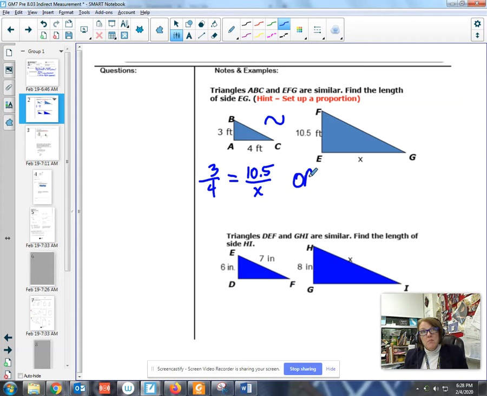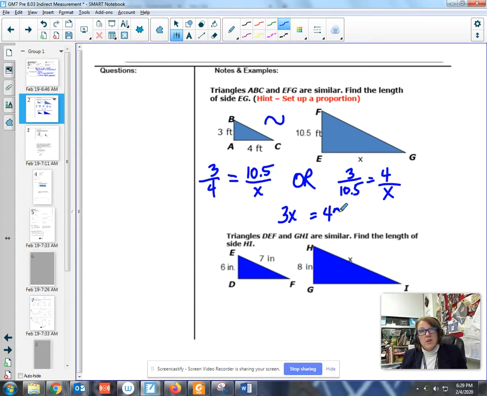Or maybe you like to think of it this way. Corresponding sides, the vertical side in the baby one to the vertical side in the big one. 3 is to 10.5, as 4, the bottom side in the little one, is to the bottom side in the big one. Regardless of how you do it, go ahead and solve this one right now. You can pause the video, wait, see when you've got an answer, and let's see what you come up with.